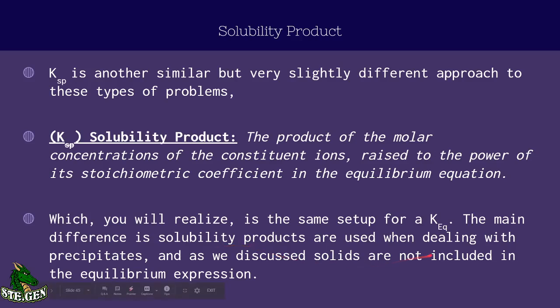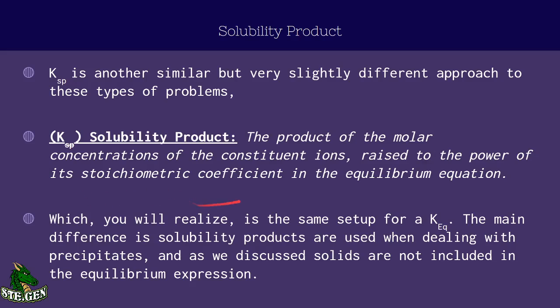And if you remember, solids are not included in equilibrium expressions. So anytime a solid's involved, it's technically a Ksp equation, but again, you can generalize it as Keq, but you'll know that it's talking about solids when it's talking about a Ksp. The main piece at play with this Ksp, though, whenever we're dealing with this, is going to actually be a very slight difference in the wording.